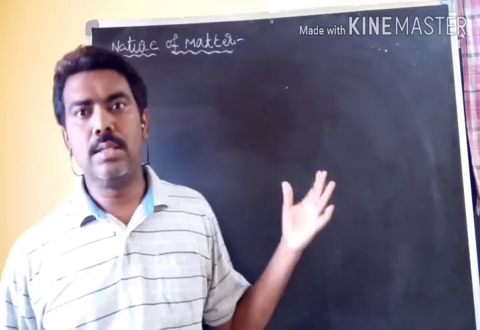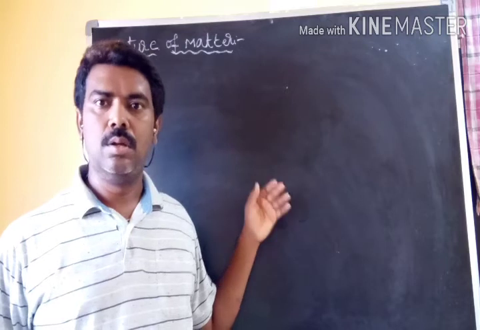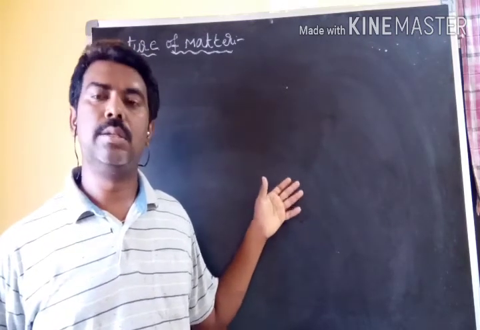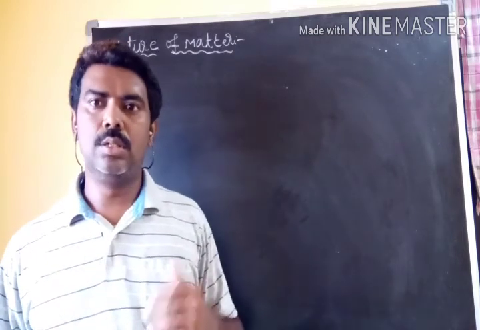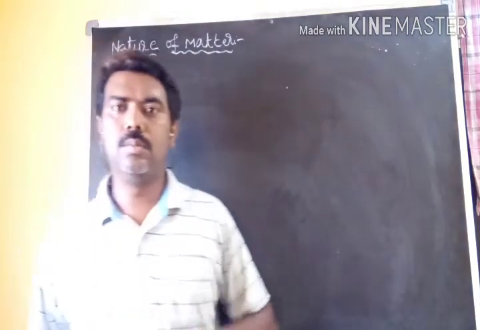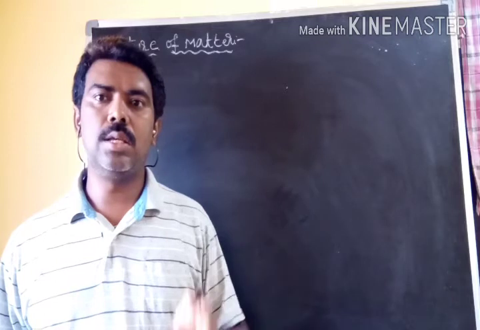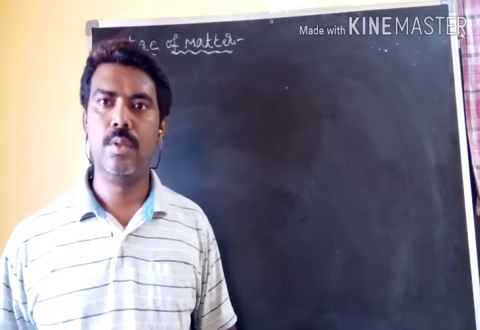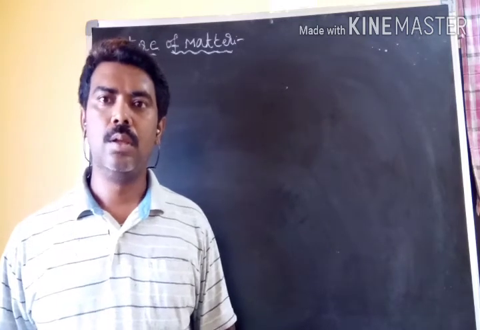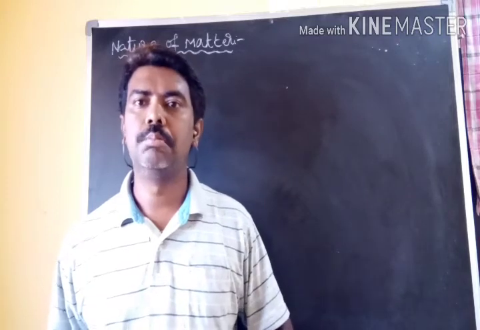For example, the blackboard. It occupies a certain space and has a certain mass, maybe 200 grams or 300 grams, and it possesses inertia also. Inertia is nothing but the resistance to a change in position until and unless an external force is applied. That property is called inertia. So anything that obeys these three conditions comes under the examples of matter.